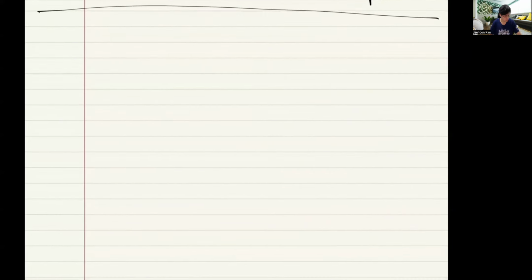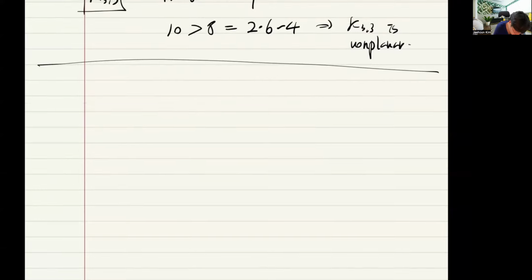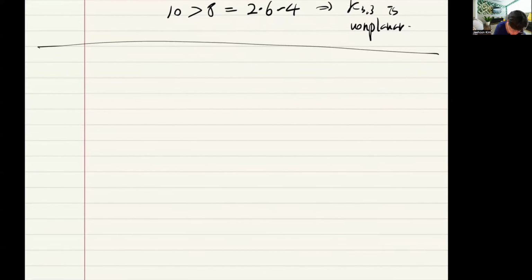Okay, before moving into the study of the complete characterization of planar graphs, remember our main goal that I mentioned before is to decide whether a given graph is planar or not. We want to find a good characterization of planar graphs. But before that, let me define one concept.